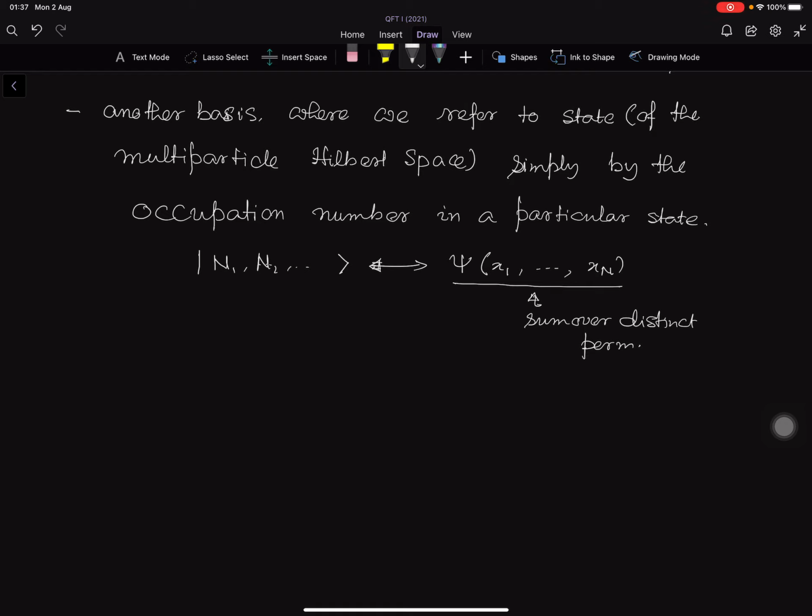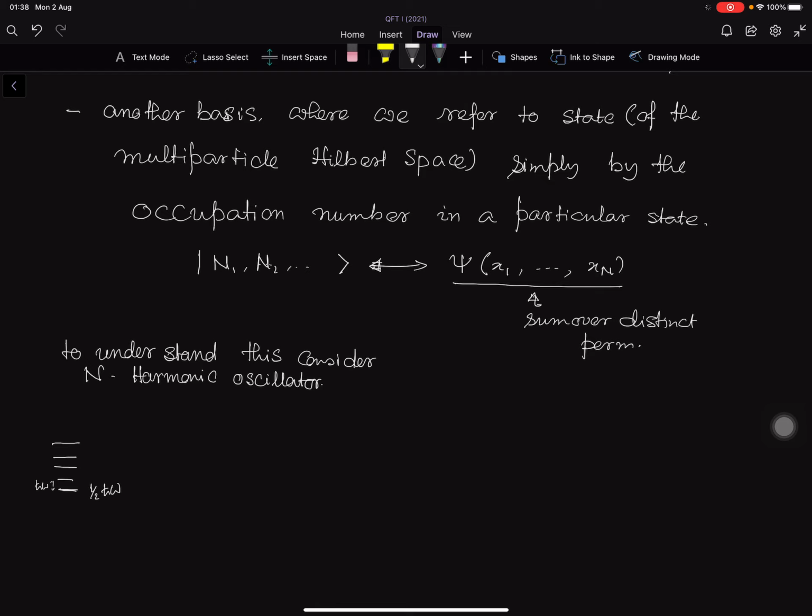Okay, in order to understand this, let's just consider n harmonic oscillators. In the case of a single particle harmonic oscillator, we know the energy levels: half h bar omega, then 3 by 2, then 5 by 2, 7 by 2, 9 by 2. So the gap is h bar omega.